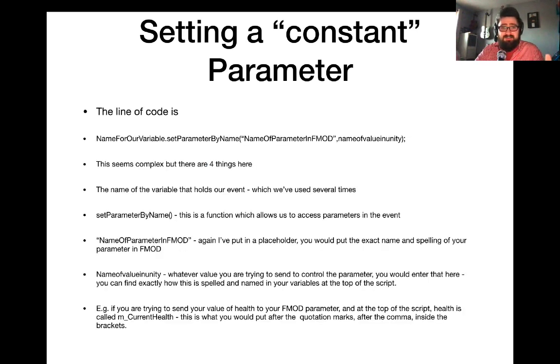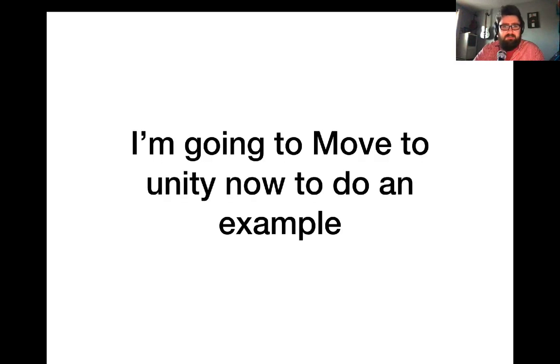That line of code is slightly longer, so it's the name for our variable. In this case, we're still using music event as our example. Dot set parameter by name, and in brackets there are two things we need to pass to it. In quotation marks, the name of whatever the parameter was in FMOD. Close your quotation marks, do a comma, and then the name of whatever the value in Unity is. It seems complex, but there's just a few things there. So I'm going to do an example to go through that now.